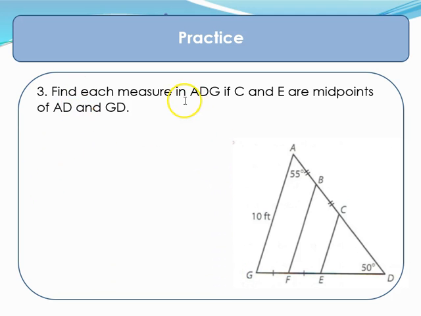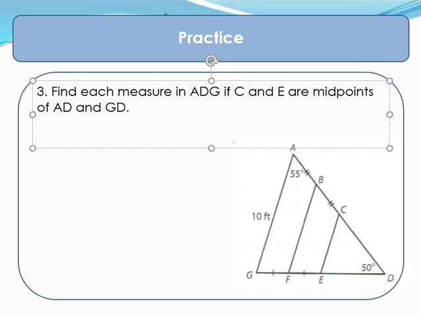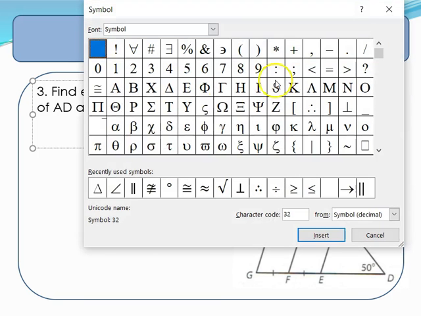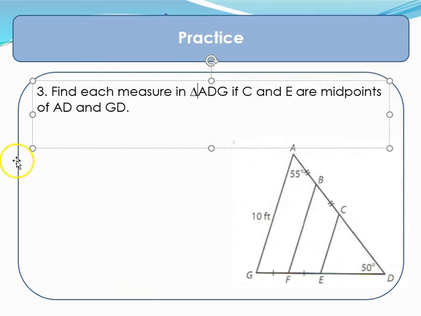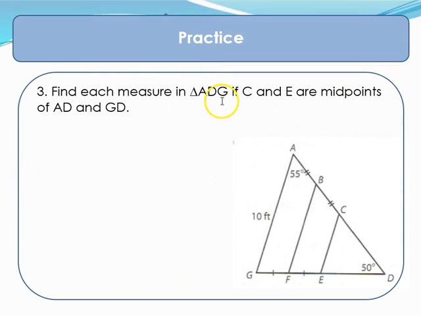Find each measure in triangle ADG, and let's correct that, sorry. Triangle ADG, if C and E are midpoints of AD and GD. So let's look at this figure, and this is exactly what I was talking about before.